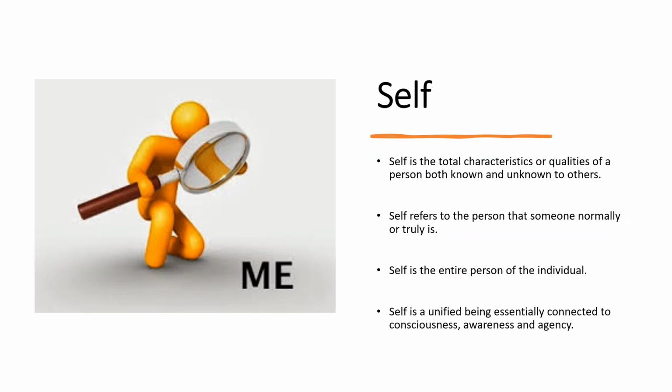To distinguish self from identity, let us first discuss the meaning of self. Self is the total characteristics or qualities of a person, both known and unknown to others. It also refers to the person that someone normally or truly is. Self is the entire person of the individual and is a unified being essentially connected to consciousness, awareness, and agency. Later on, we are going to compare self to identity, what distinguishes self from identity.